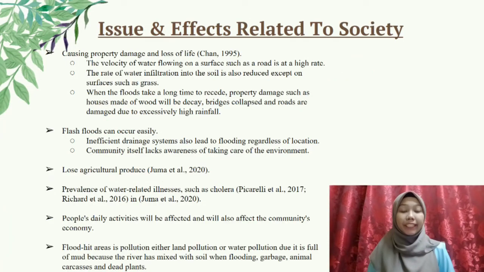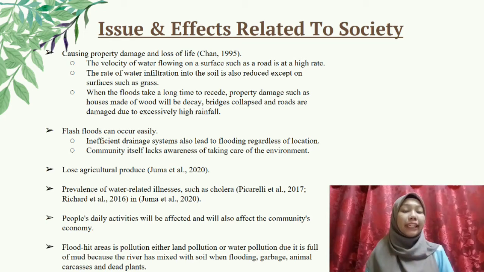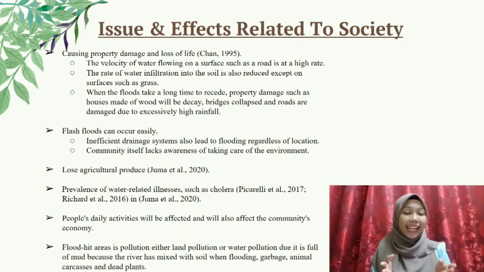Now, let me explain the effects related to the society. Firstly, the flood can cause property damage and loss of life. This is because the velocity of water flowing on a surface such as a road is at a high rate. It is influenced by the rate of water infiltration into the soil. Next, when the flood takes a long time to recede, property such as houses made of wood will decay, the bridge will collapse, and the road will be damaged due to excessively high rainfall.